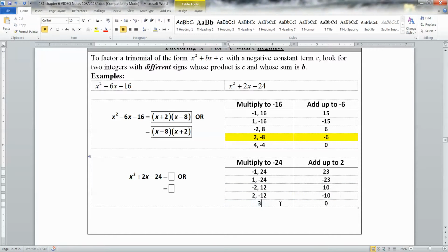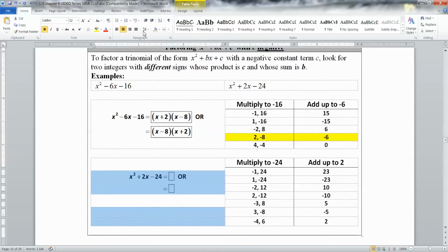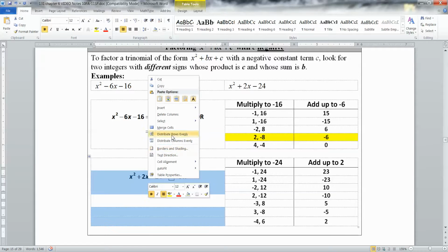Then let's see what we got. 3. 3 goes into 24. I'll start with the negatives. Negative 3, comma, 8. That makes 5. 3, comma, negative 8. That would make negative 5, so that's no good. How about 4 and 6? Negative 4, positive 6. There it is. That makes 2. So you keep going until you find the one that works.